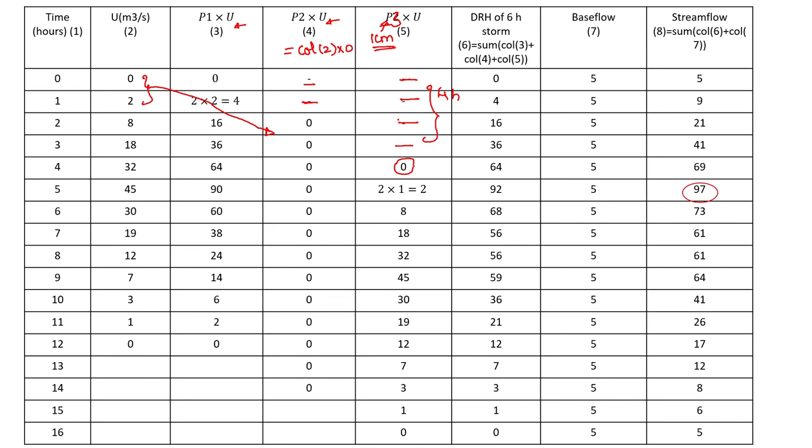So how will we get the total DRH of 6 hours? By summing column 3, column 4 and column 5. Suppose 0 plus 0 plus 0 is 0 for this one. So look here, 90 plus 2 is 92, 60 plus 8 is 68. In a similar manner we'll sum all these three columns.